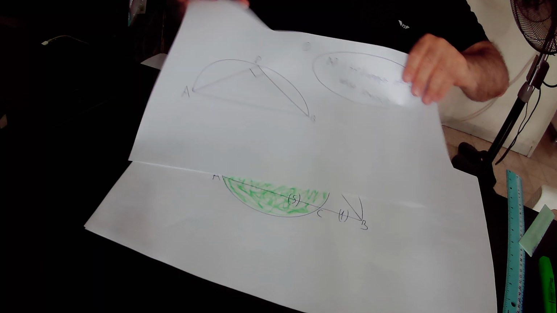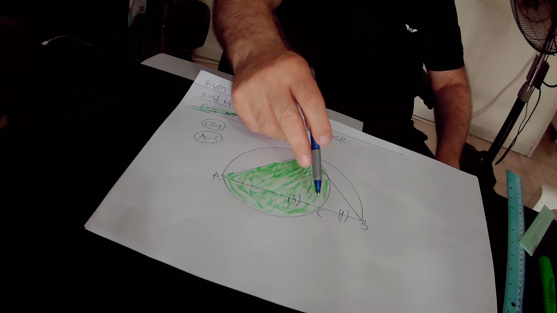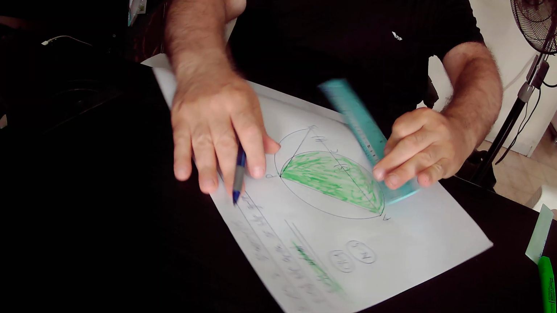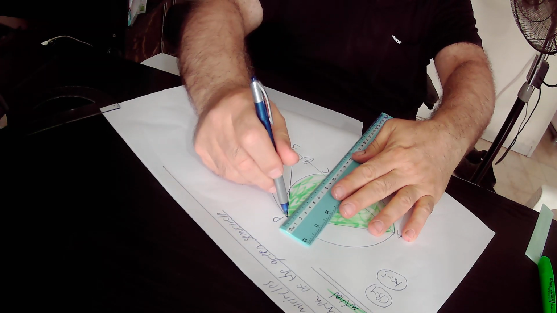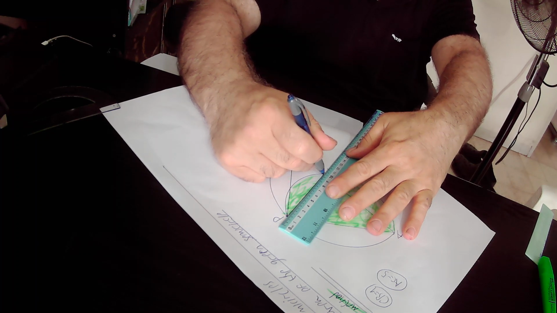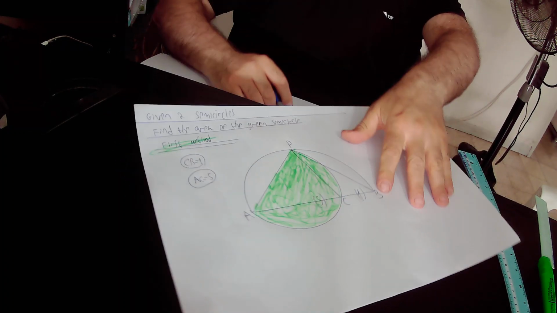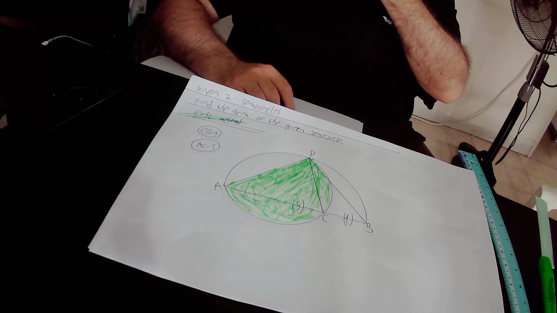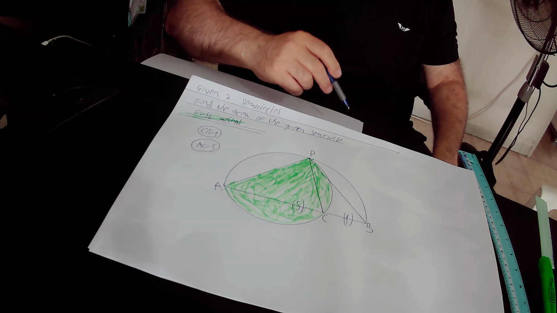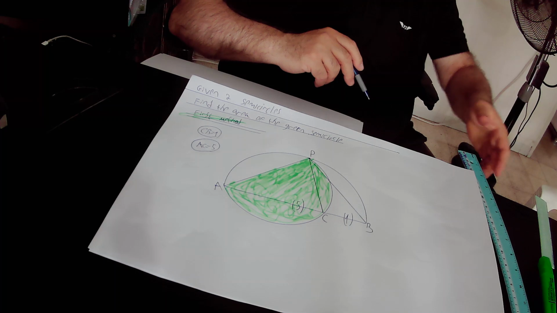In the next step, we join points P and C together by a straight line, and I copy the green semicircle and we implement rule 7 on the green semicircle.